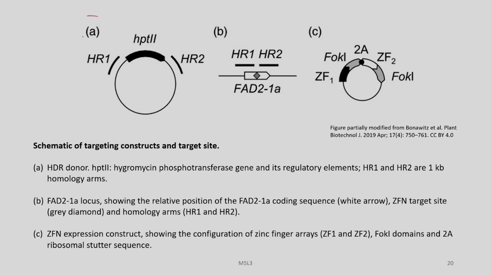So, here you have the HDR donor, and this HPT is the hygromycin phosphotransferase gene and its regulatory elements. Then HR1 and HR2 are the 1 kb homology arms flanking the HPT gene. In figure B, you can see the FAD2-1A locus, and this is showing the relative position of the FAD2-1A coding sequence, this particular white arrow, and the ZFN target site, this particular diamond.